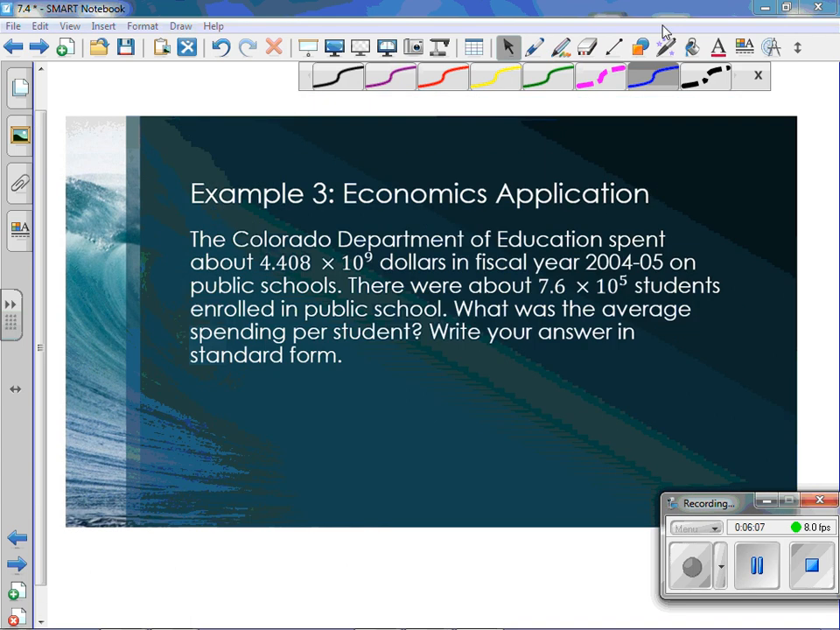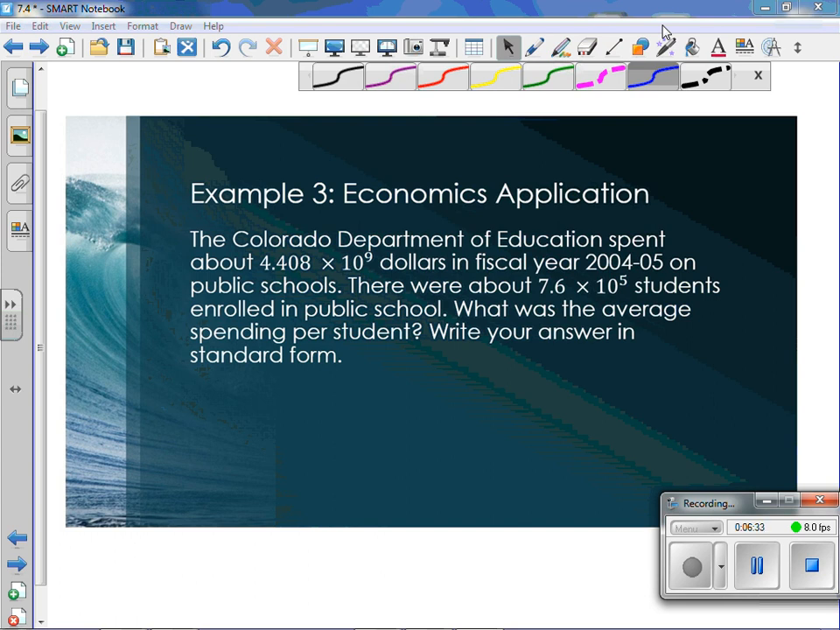We have another word problem here. The Colorado Department of Education spent about 4.408 times 10 to the 9th dollars in fiscal year 2004-2005 on public schools. There were about 7.6 times 10 to the 5th students enrolled in public school. What was the average spending per student? Write your answer in standard form.